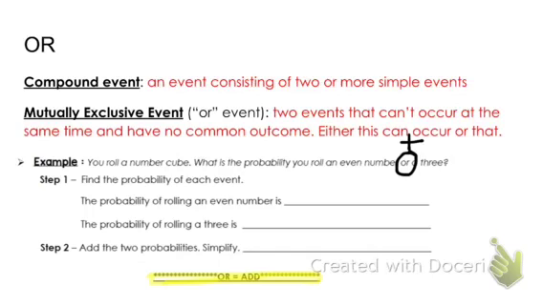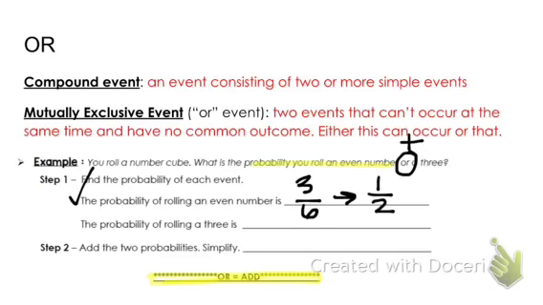So the first thing you want to do is find the probability of each event. The first thing that we want to happen is the probability that you roll an even number. So we know on a number cube, they are numbered, all of them, 1 through 6. So the probability of rolling an even number is 3 out of 6, or we can reduce it to 1/2. That is the probability, because out of the 6 numbers, 3 of them are even.